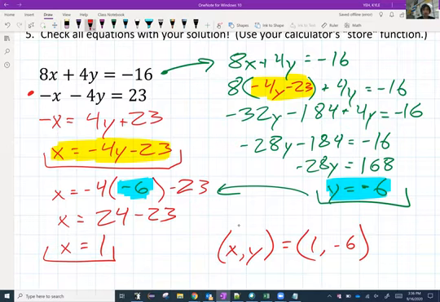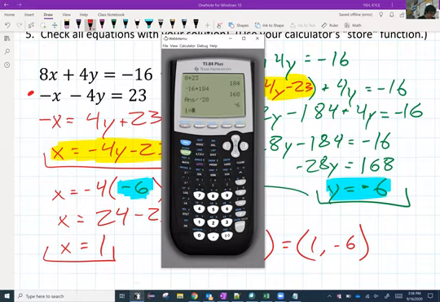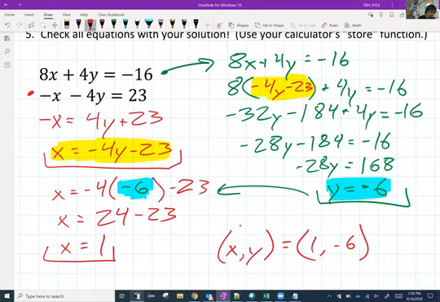But before we celebrate, let's check it. I'm going to store 1 in my x value. I'm going to store negative 6 in my y value. And I'm going to type in my two equations. So 8x plus 4y gives negative 16. That first equation checks out. That's exactly what I should have gotten. What about the second one? Negative x minus 4y gives 23. Feeling really good about this answer. I am ready to box it.